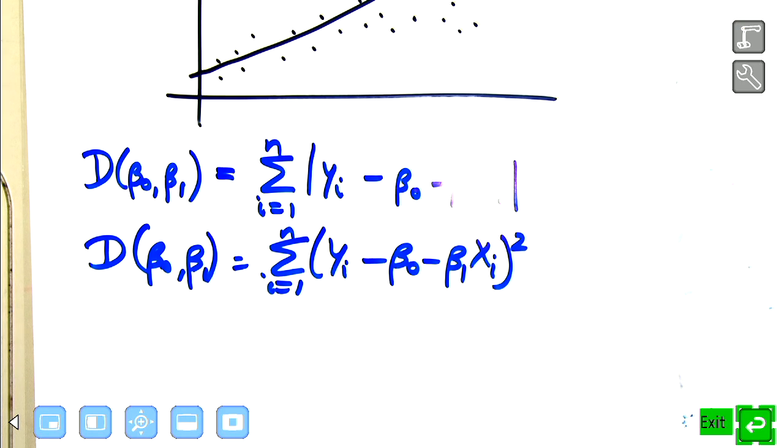So in R, there are multiple functions which will produce least squares estimators. They are LSFit. LS stands for least squares, so LSFit means least squares fit. It's a function that takes an X, takes a Y, and gives you the least squares linear fit to that data. There's LM, which stands for linear model. That implements least squares as well.